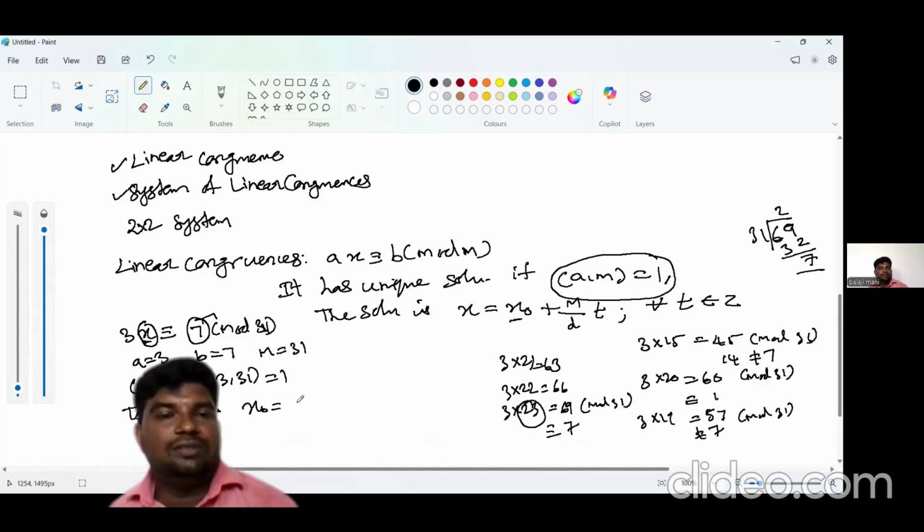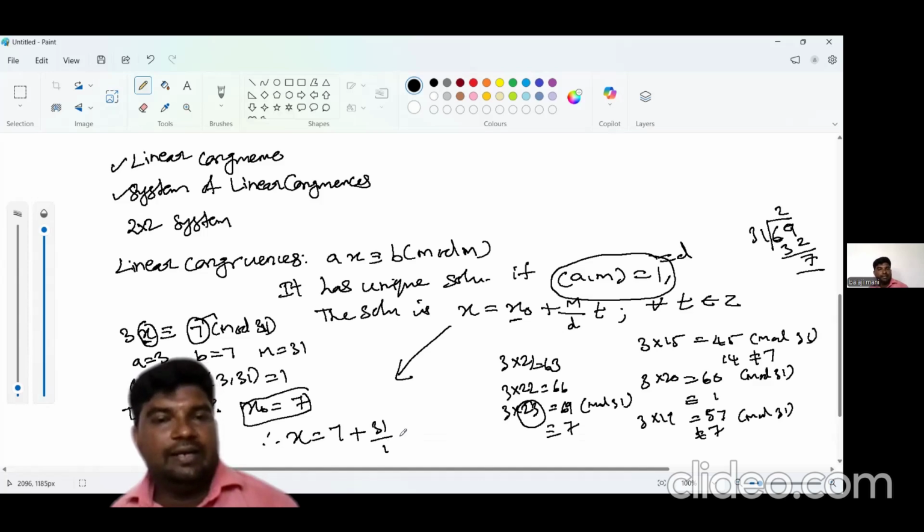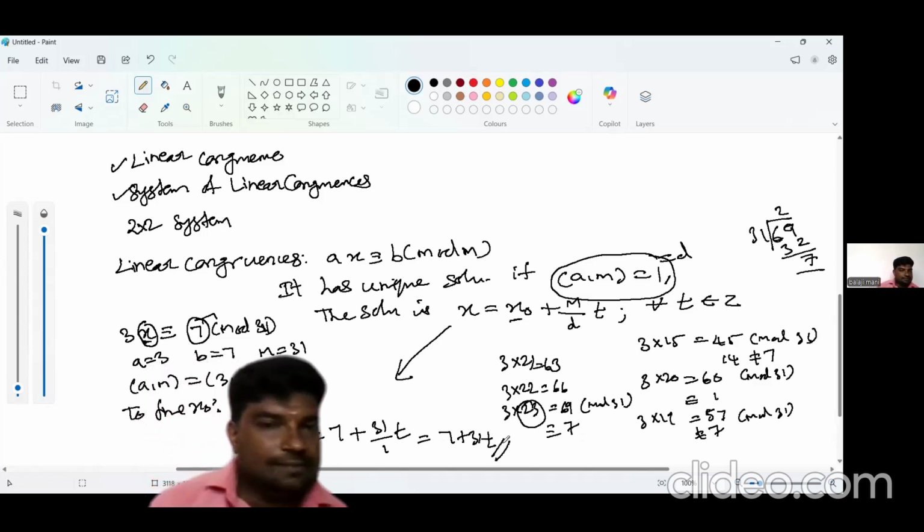So x naught equals 23. This x naught value is substituted in the solution. Therefore the final solution is x equal to 23 plus 31 divided by d, and the GCD d is 1, into t. So the final answer is 23 plus 31 into t, where t is any integer.